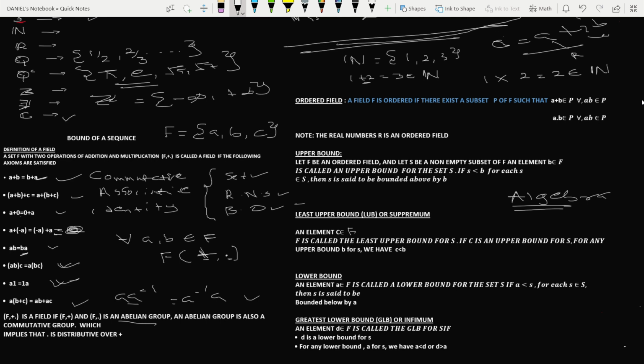For example, if you have 1, 2, up to 10, the first one is the upper bound. Sorry, the first one is the lower bound, while this one is the upper bound. This is the lower bound, while this one is what? The upper bound.